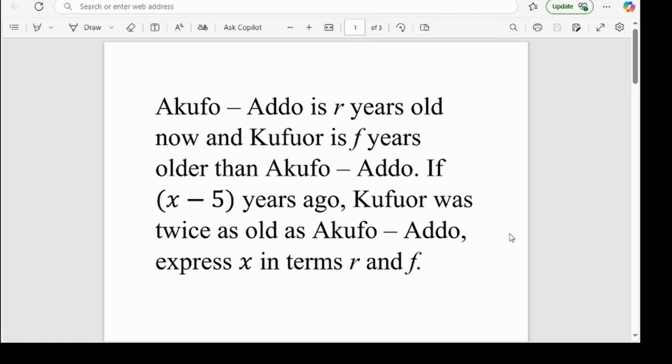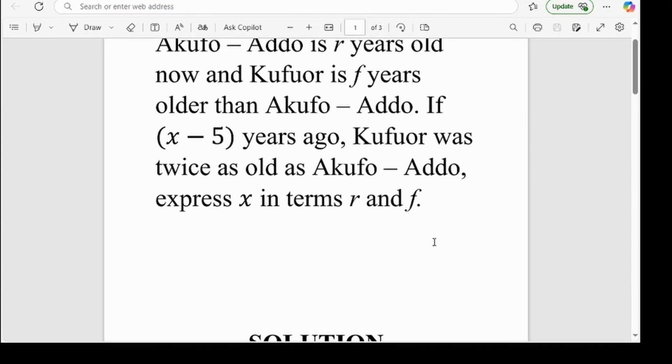In today's lecture, we'll be solving a practical mathematical age problem, right? So let's quickly delve into the question. Akufo-Addo is R years old now, and Kufuor is F years older than Akufo-Addo. If S minus 5 years ago, Kufuor was twice as old as Akufo-Addo, express S in terms of R and F.